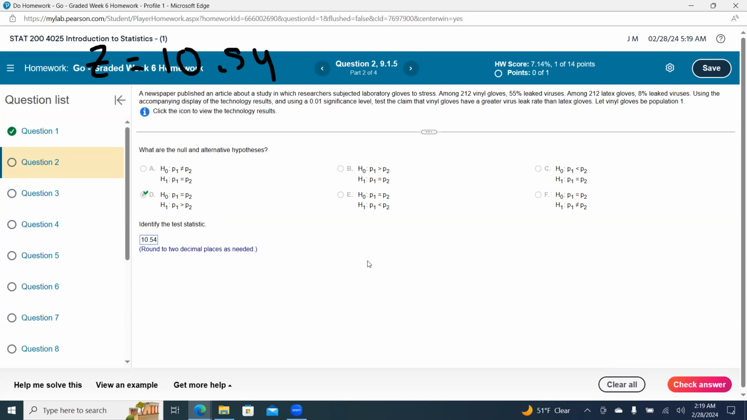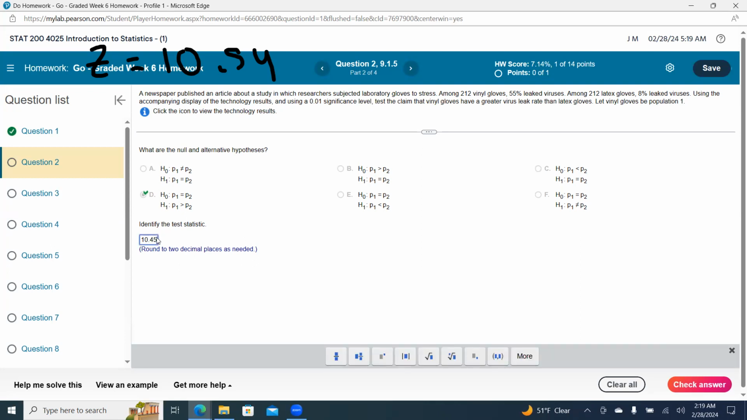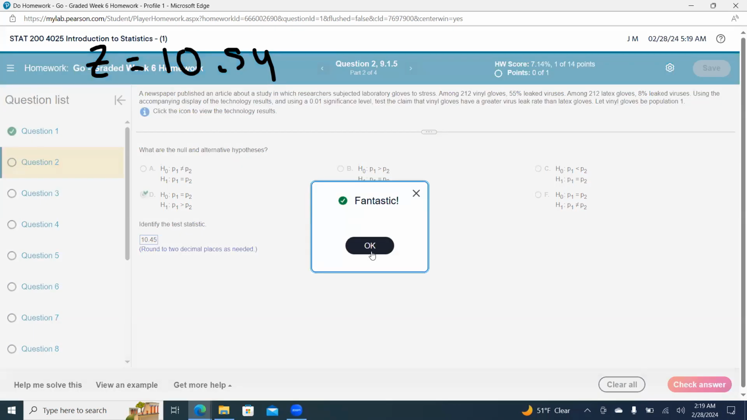Among 212 vinyl gloves, 55%. Among 212 latex gloves, 8%. P1 greater than P2, rounded to 2 decimal places. 10.45. What the heck did I do there? That was silly. Okay, so it turns out it was correct anyways. My bad.